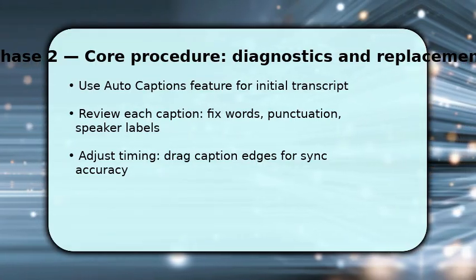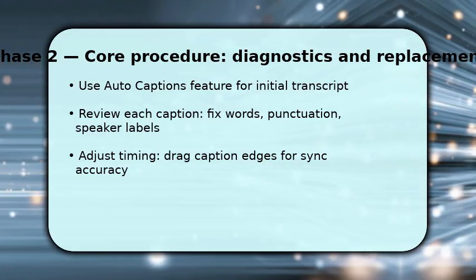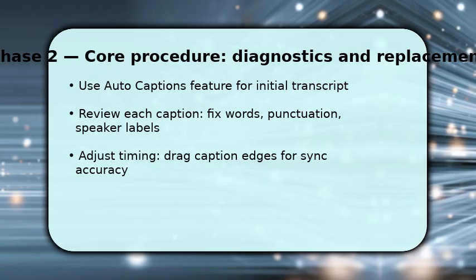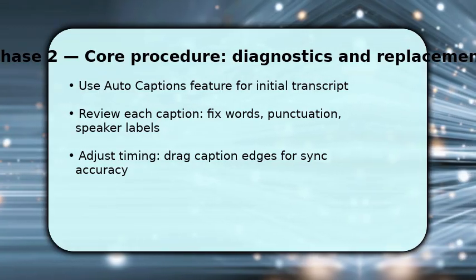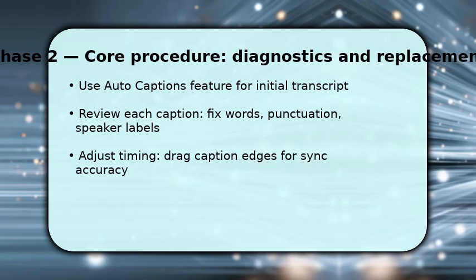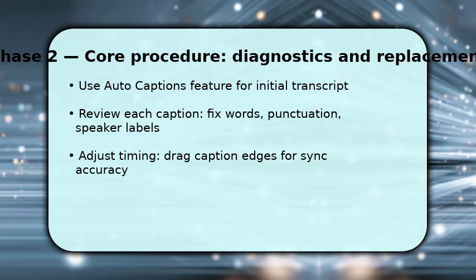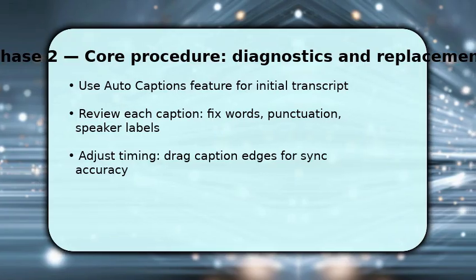Once corrections are made, adjust timing by dragging caption edges so they appear exactly with the spoken syllables. Also split or merge caption segments for readability. Aim for 2 to 3 short lines per caption so viewers can read comfortably.